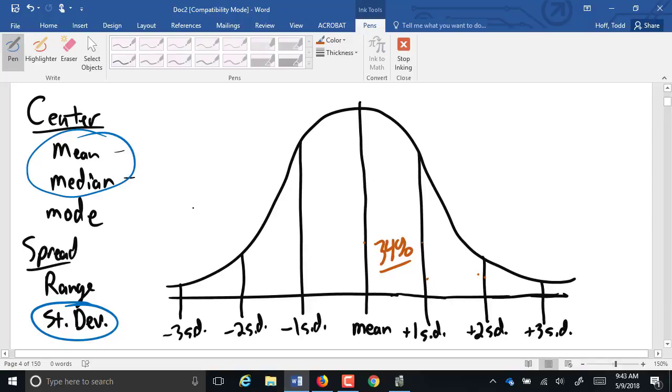And then between one standard deviation and two standard deviations, we get 13.5%. And then between 2 and 3, about 2.35%. And then more than 3 standard deviations is 0.15%. If you add those all up, you would get 50%, which makes sense. That's just half of the curve. The other half is an exact mirror image of that. So 34%, 13.5%, 2.35%, and 0.15%.